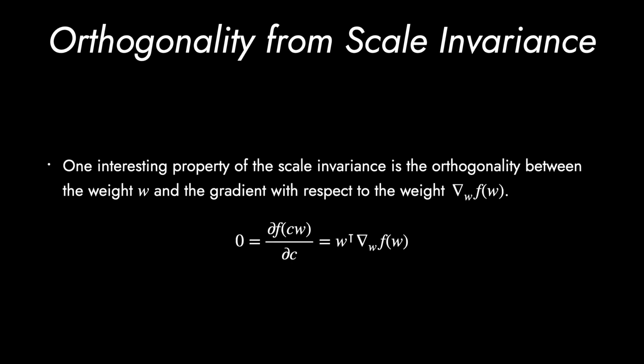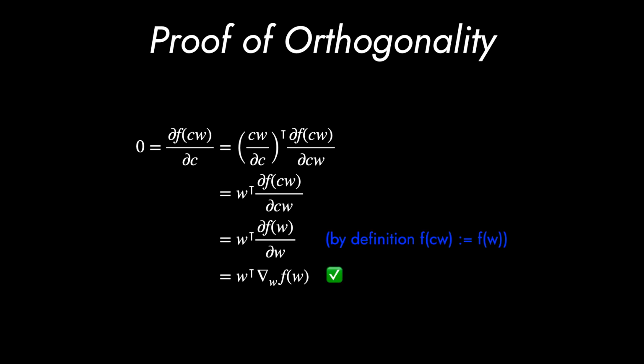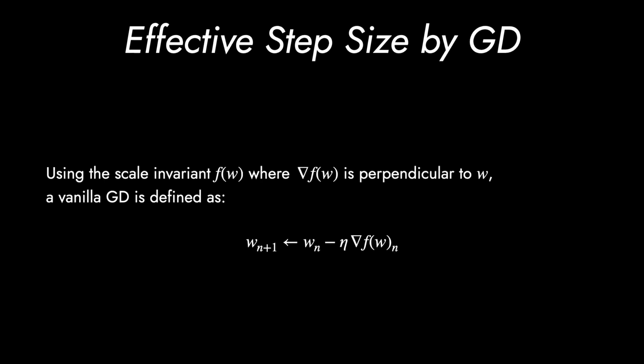Another interesting property is orthogonality between the weight W and its gradient. The proof is simple to show. Then we will show the effective step size of gradient descent in the presence of a normalization layer.